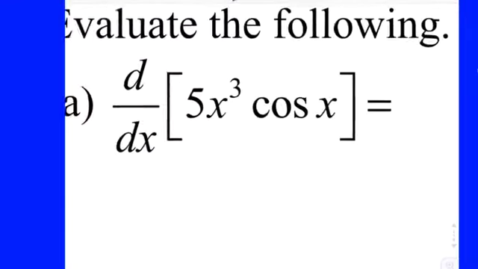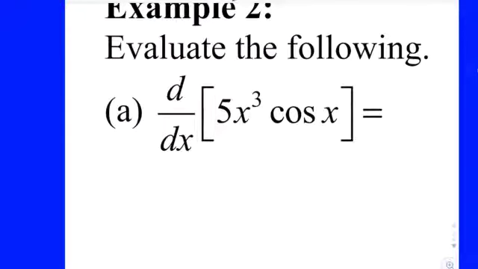Okay, so if I look at this expression, 5x cubed cosine of x, how many factors do you see? Which two? The 5 and the x cubed?